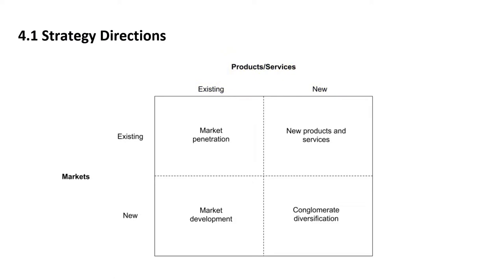What is the most common is that companies stay in the upper left corner using their existing products and markets, trying to acquire higher market share. This is what we call market penetration. Second most common scenario is upper right corner, where companies simply innovate their products and try to create new ones. This is simply new products and services development. More unusual are strategies in new markets. If a company brings its existing products to new markets, we have market development. If it brings new products to new markets, we have conglomerate diversification.